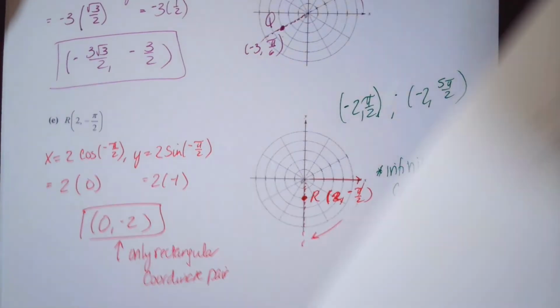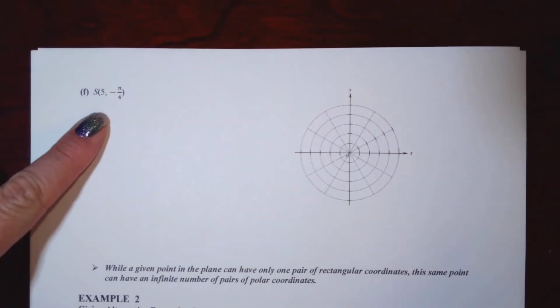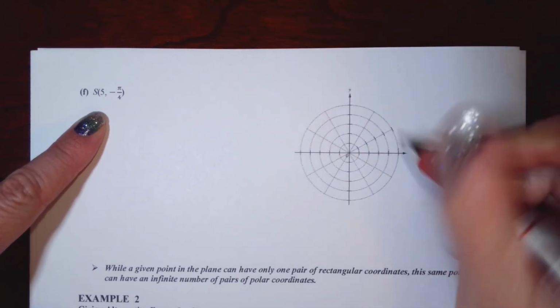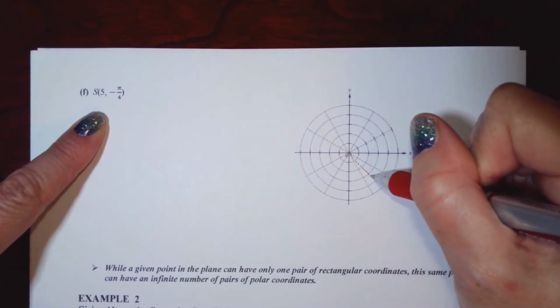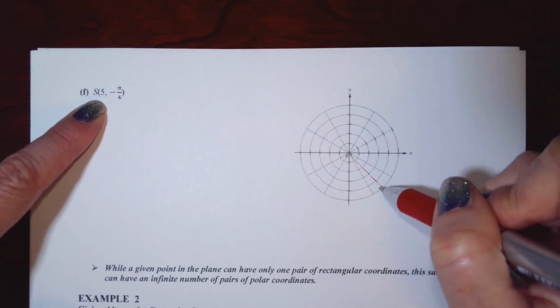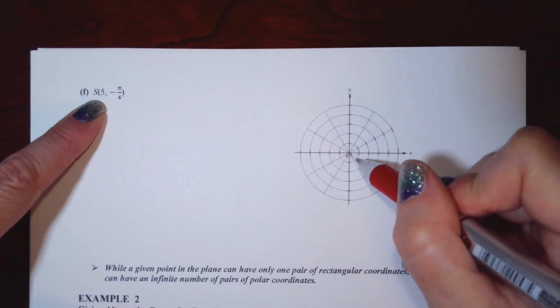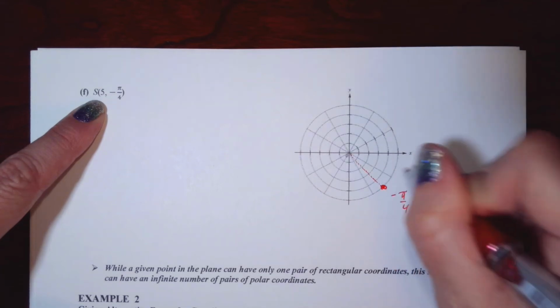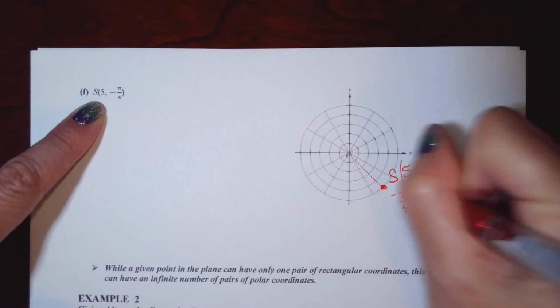All right, one more to practice with. See what you can do on your own, and then we'll look at it and see if you got it right. Oh, π/4. Remember that's not there, so that would be halfway between 0 and negative π/2. I rotate clockwise to get to the negative π/4 there, then move out to positive 5: 1, 2, 3, 4, 5. That point S is right here, (5, -π/4).